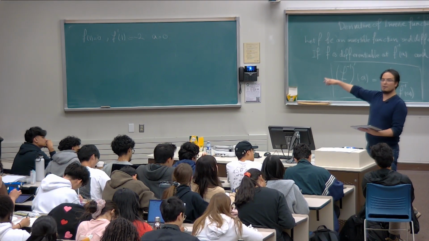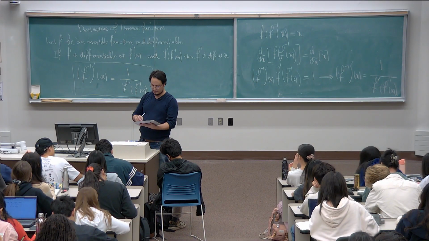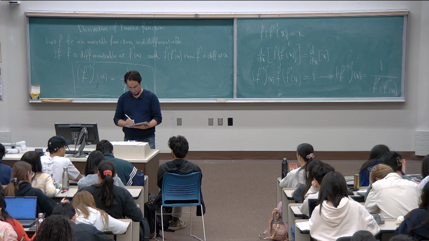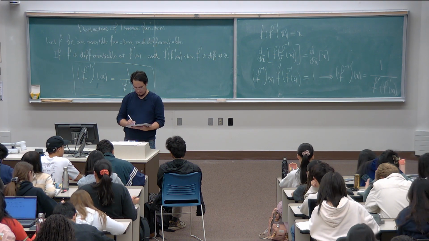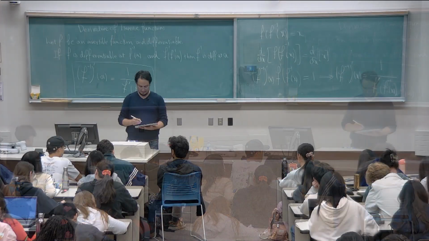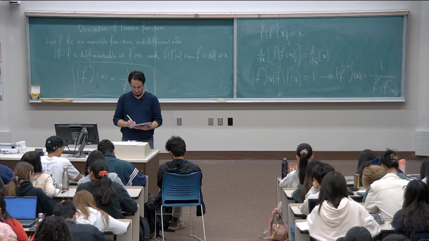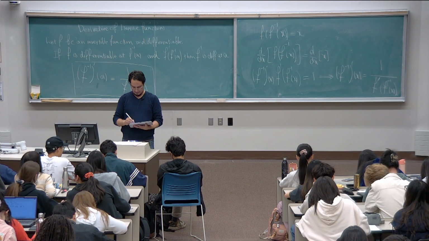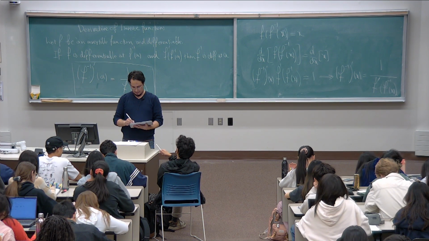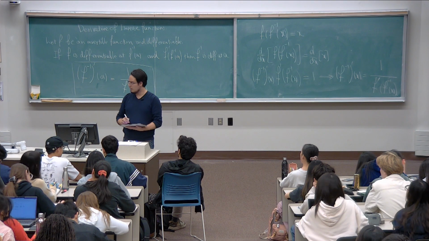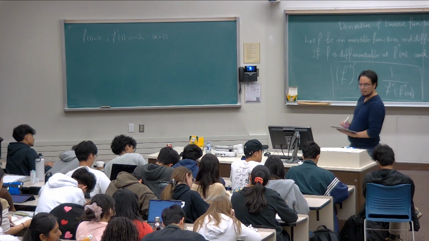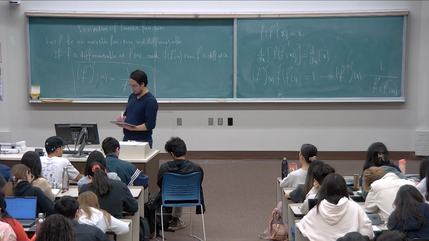Just as a warm-up, do that one yourself, please. Quick. I think you should be able to do it in 45 seconds. F at 1, or is it 0? F at 1 is 0, and f prime at 1 is negative 2.